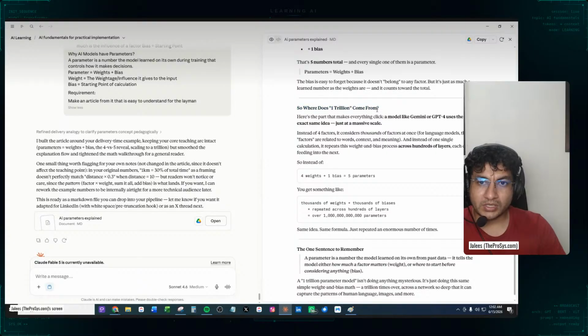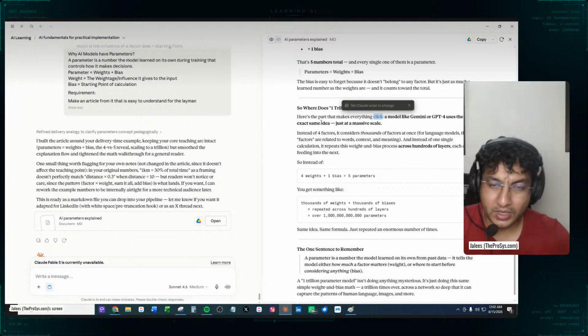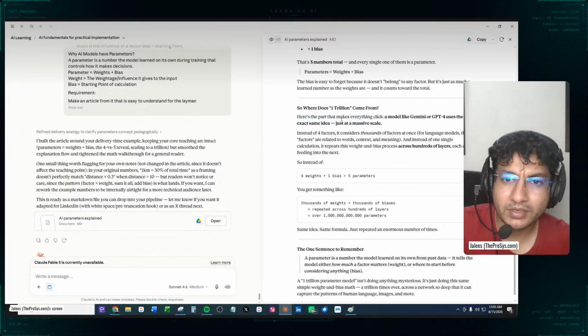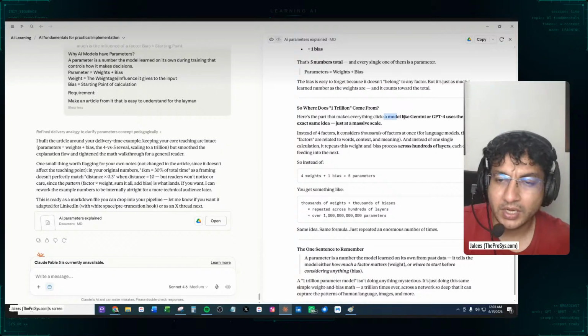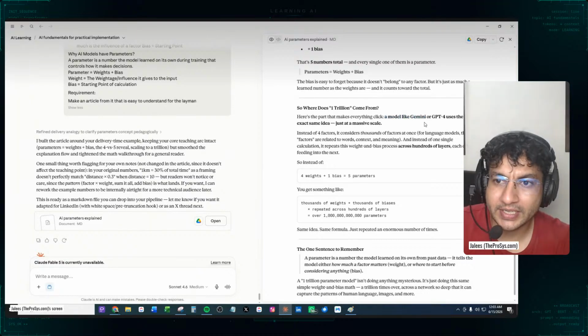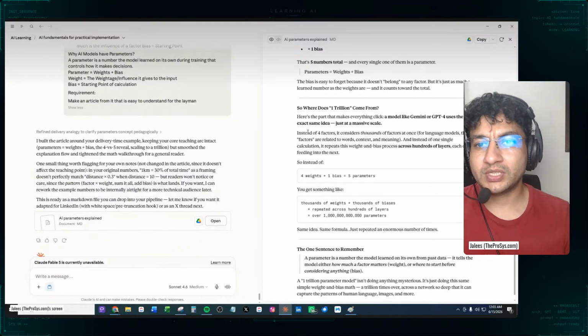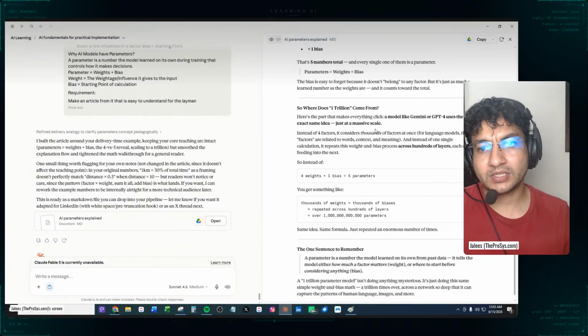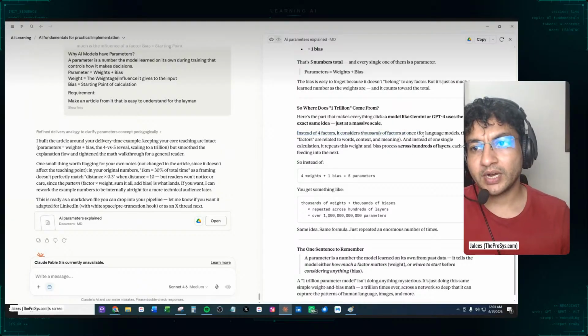So where does 1 trillion come from? Here's the part that makes everything click. A model like Gemini or GPT-4 uses the exact same idea, just at a massive scale. Instead of four factors, it considers thousands of factors at once. For a language model, these factors are related to words, context, and meaning.